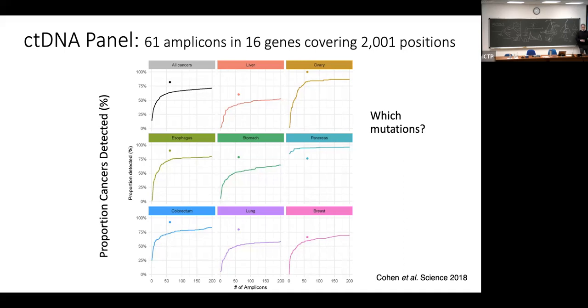So that's how we decided on the 61. I actually don't remember exactly why 61, but the point is, from a machine learning perspective, at around 60, there were not really major advantages in increasing the number.